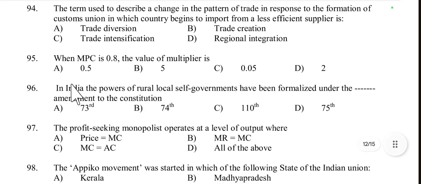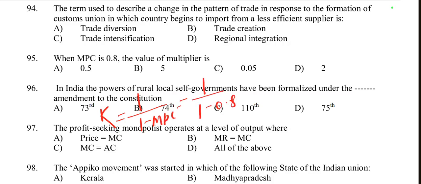Then question number 95, when MPC is equal to 0.8, the value of the multiplier. So the multiplier value K is equal to 1 by 1 minus MPC. This implies 1 by 1 minus 0.8. So 1 minus 0.8 is equal to 0.2. So 1 by 0.2 means we can write it as 10 by 2. So it is equal to 5. So option B is right here.